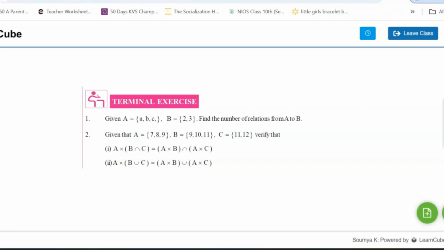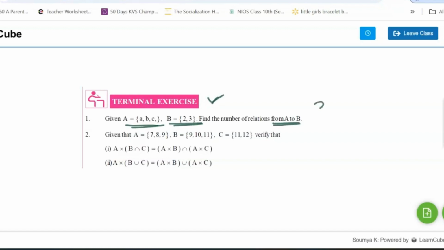Let's start. So, terminal exercise consists of all the questions from all the topics of the second chapter. So first the question is given A, a set, B, another set with 2 elements, and here 3 elements in the first set. Find the number of relations from A to B.